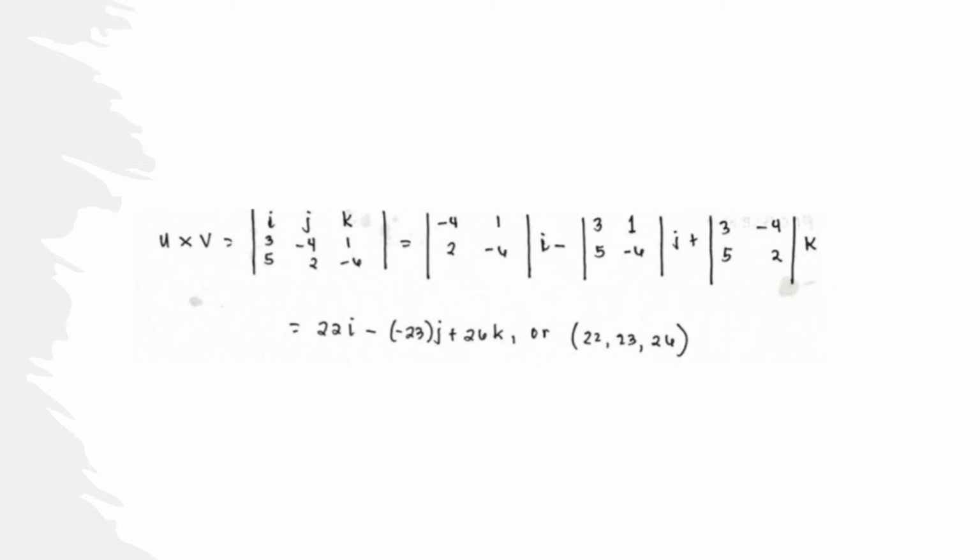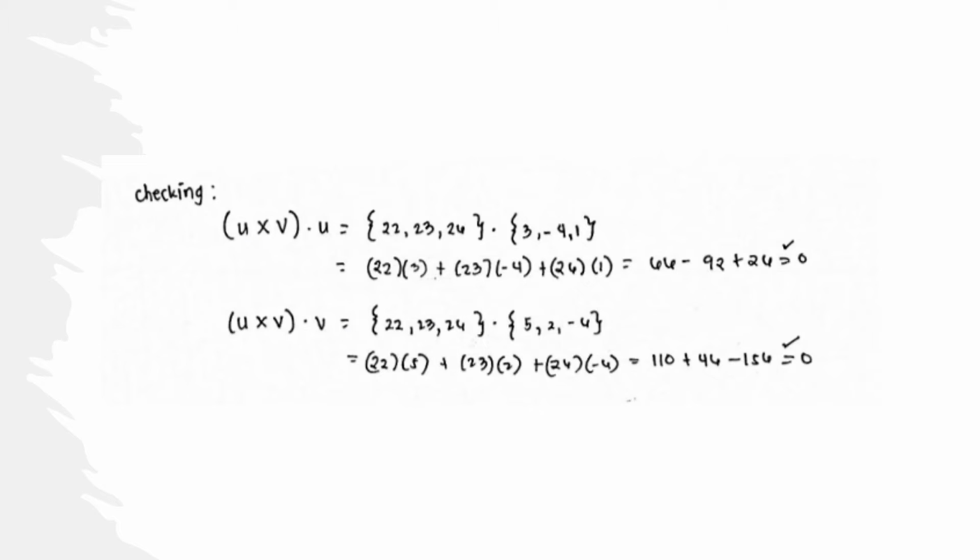And then for the coefficient of j, we simply cross multiply the values in i and k. And for the coefficient of k, we need to cross multiply i and j. And then we get the answer of 22i minus or plus 23j plus 26k, or 22, 23, and 26. To check if your answer is correct, multiply the calculated values to the given values of u and v, and this should equal 0.